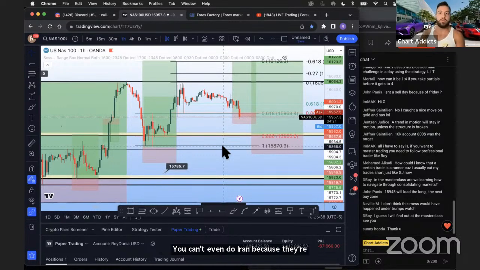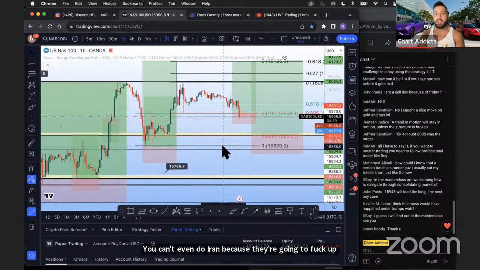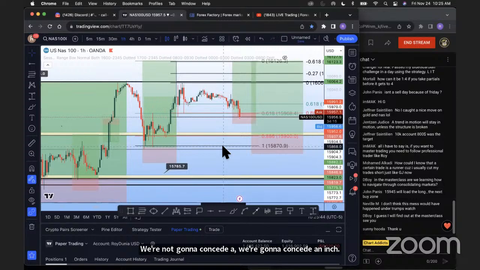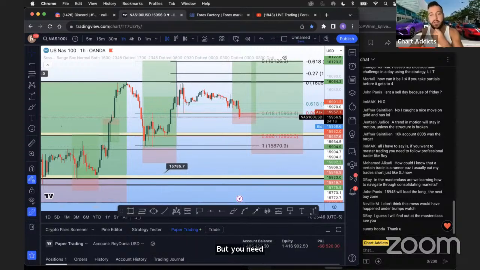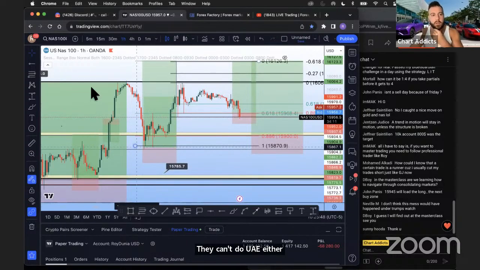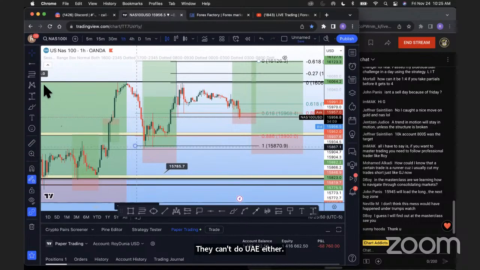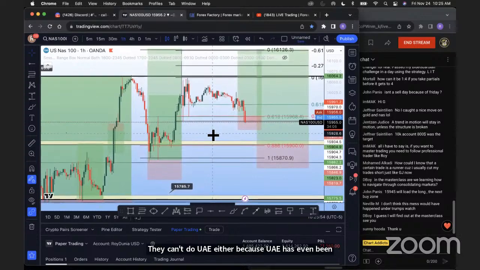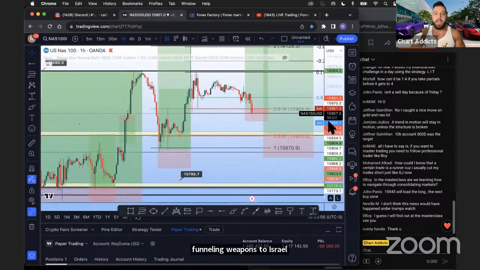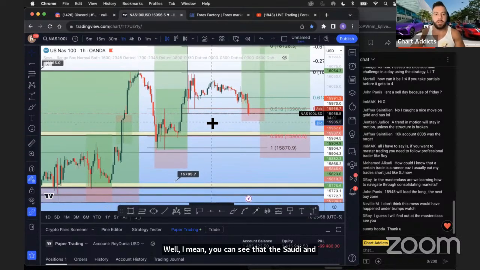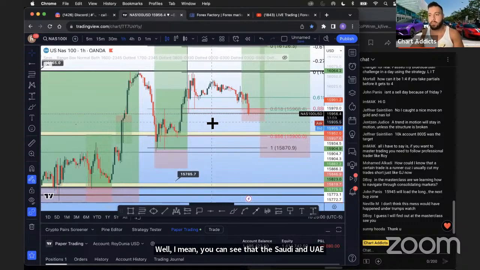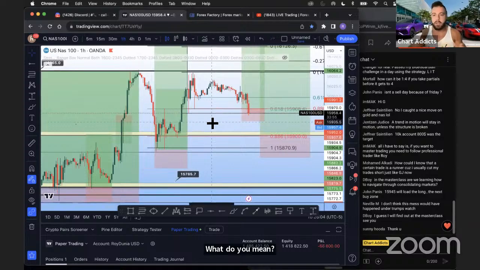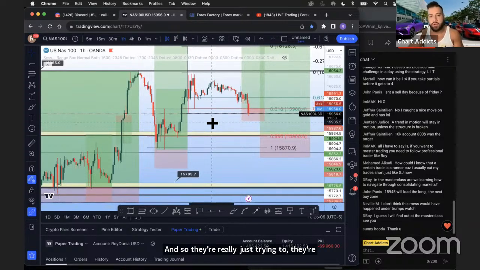They're going to be like, no, we're not going to give any concessions. We're not going to concede an inch. But you need negotiators on both sides that are willing to have that sort of back and forth. They can't do UAE either because UAE has even been funneling weapons to Israel. Well, I mean, you can see that the Saudi and UAE are both trying to deal with the prosperity of the region by trying to create a peace deal with Israel. And so they're playing both sides for sure.